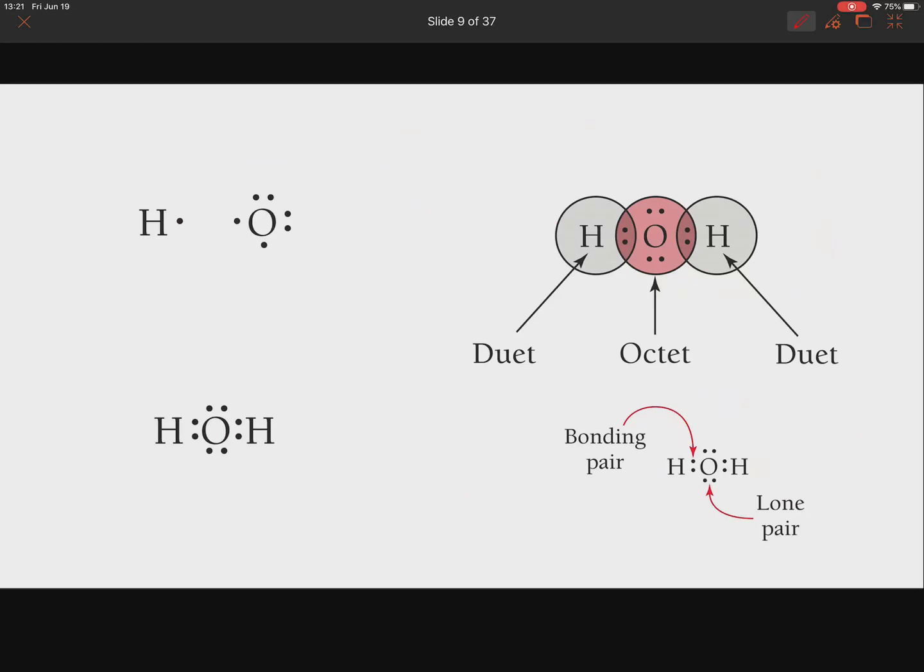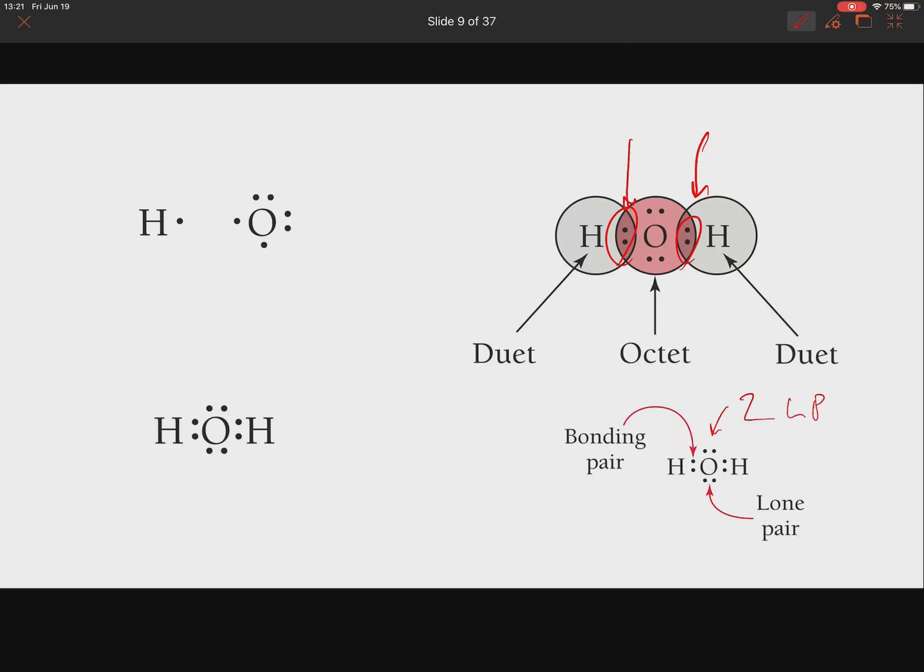Okay, so the shared electrons count as part of the octets or the duets for both the atoms. So they don't just count for one atom or the other. Now electrons that are shared between two atoms are called bonding pair electrons. That would be those electrons, if you're looking at the other diagram. The electrons that are only on one atom are called lone pair electrons. And oxygen in water has two lone pairs.